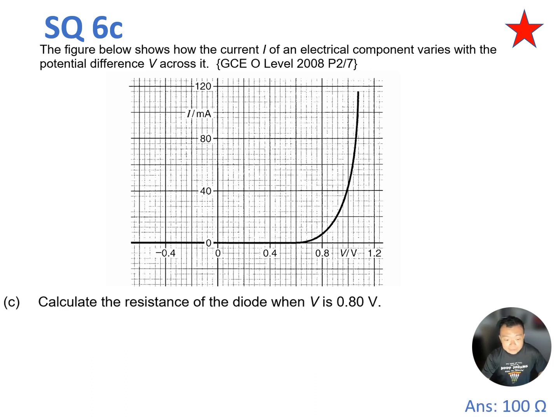Resistance, always use the ratio method when you can, V to I. Read off the graph properly at 0.8 volts, what is the current, and don't forget about the milliamperes, and that's how you can get 100 ohm.